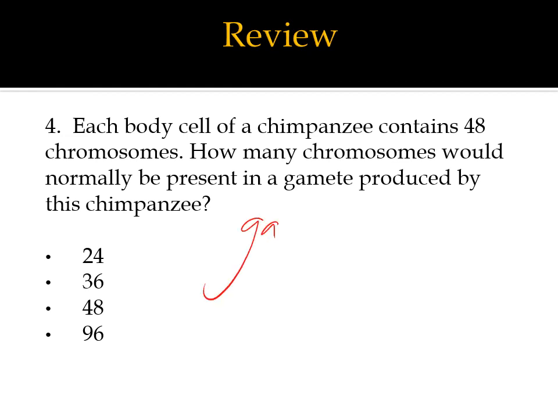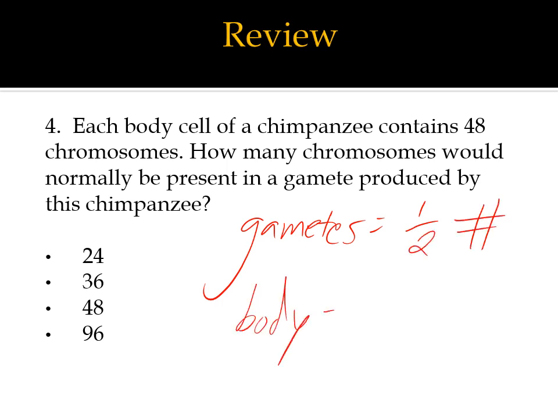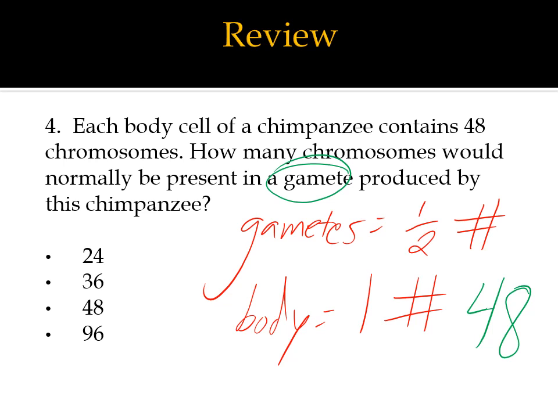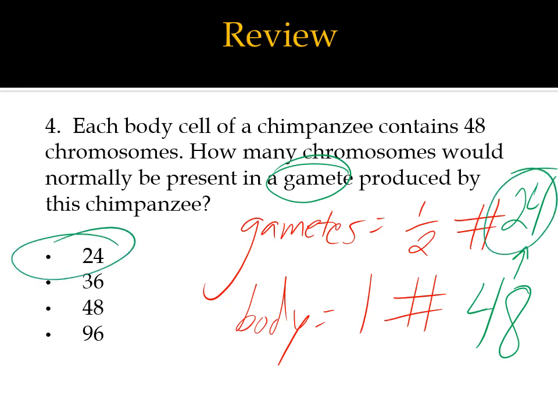Remember, gametes, sperm or egg, are half the right number, and body cells, the somatic cells, are equal to the whole number, the entirety of the whole number. So if each body cell now of a chimpanzee contains 48 chromosomes, we know a body cell should have 48 chromosomes. How many chromosomes would be present in a gamete, a sperm or an egg cell made by that chimpanzee? We're just going to cut this number in half, and that's going to give us 24 chromosomes in whatever that gamete happens to be. Just doesn't matter which one. All we care about is that it's half the normal body cell number, and that's going to be 48 divided by 2 is 24.